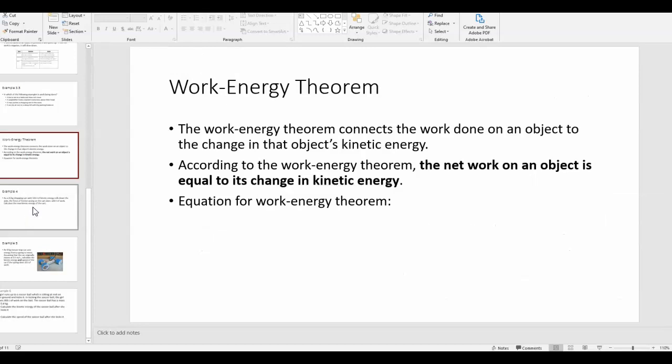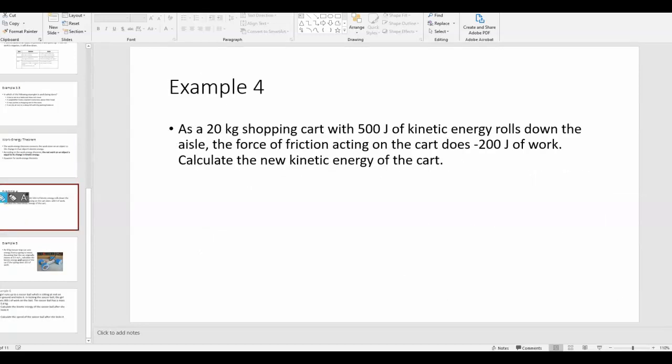Okay, so let's take a look at example 4. So example 4 says, a 20-kilogram shopping cart, as I'm going through, I'm just going to identify my givens. A 20-kilogram shopping cart with 500 joules of kinetic energy. So right off the bat, I know that's EK. Now I need to keep reading the problem to see is that EK initial or EK final. Rolls down the aisle, the force of friction acting on the cart does negative 200 joules of work.